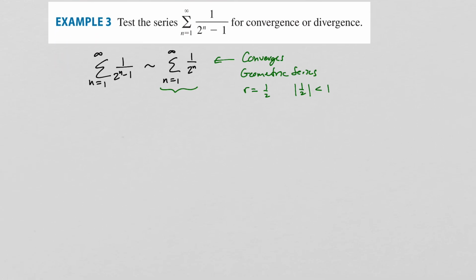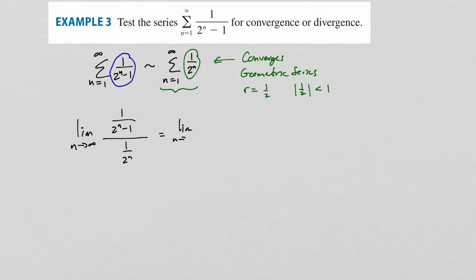So now to apply the limit comparison test, I'm just going to take the limit as n goes to infinity of the nth term here, which is 1 divided by 2 to the n minus 1, over the nth term here, which is 1 divided by 2 to the n. If we do a little bit of math here, just to write this without having a complex fraction, we can say this is 2 to the n over 2 to the n minus 1. Clearly, this limit is infinity over infinity as n gets large.